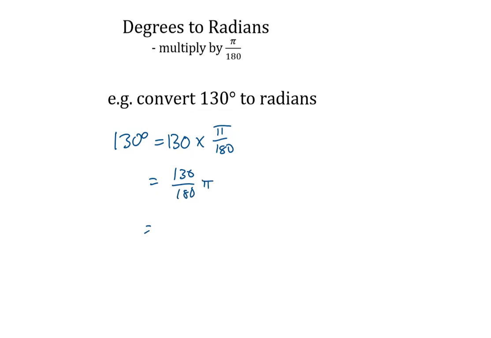And that reduces to 13 over 18 pi, or 13 pi by 18 is how we would usually write it. However you think about it right now doesn't really matter, because you'll get used to it being written that second way, but that's how you would do it. And of course you would simplify it, you would reduce it to lowest terms.